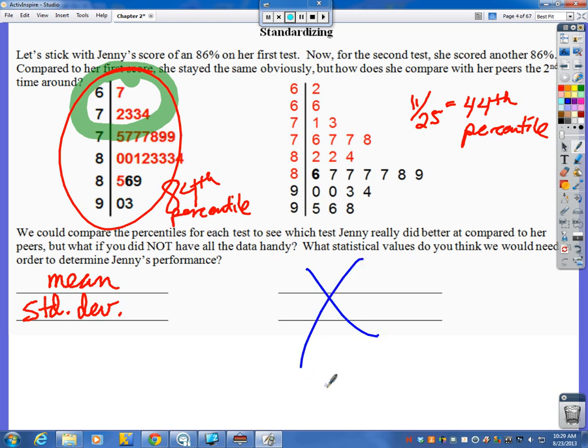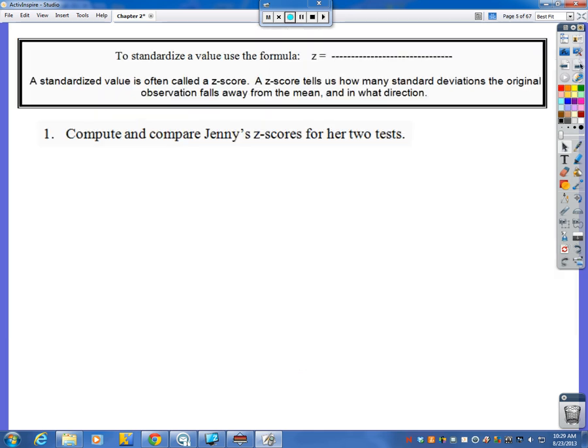So for these 2 lines over here, we don't really need anything. We need to know the mean and standard deviation. So we can use Jenny's score of 86, and if we knew the mean and standard deviation, we can get approximately how well she did compared to the rest of her class. To get a z-score, or what's called to standardize a value, we're going to write this two ways. I'll write it out first in words here.